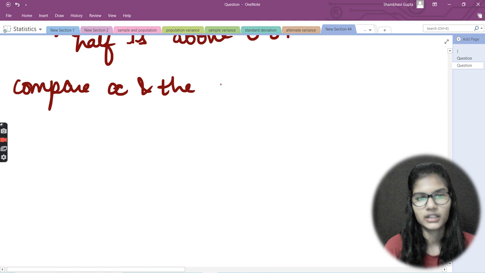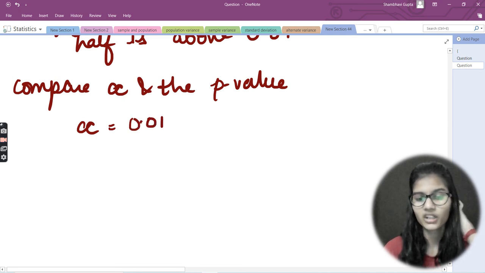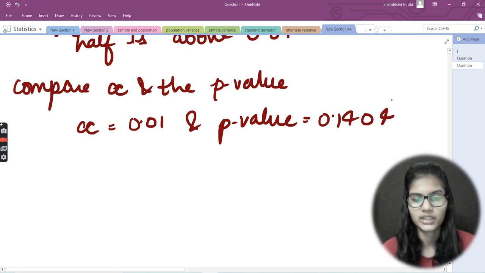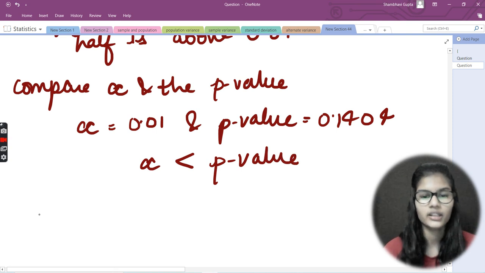Now if we compare alpha and the p value, what is alpha? Alpha was given to me in the question, that I need to take 1% significance. So that is 0.01. And my p value which was actually found, that was 0.1404, not that 0.72, not that one. So from here we can figure out that alpha is less than the p value.